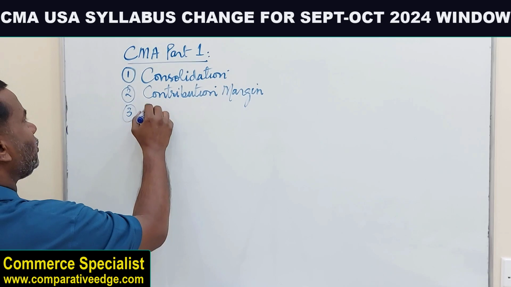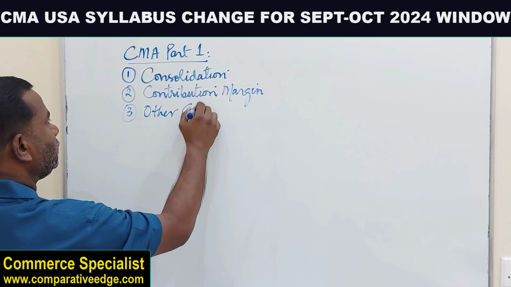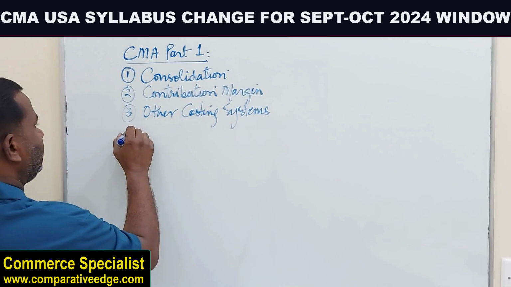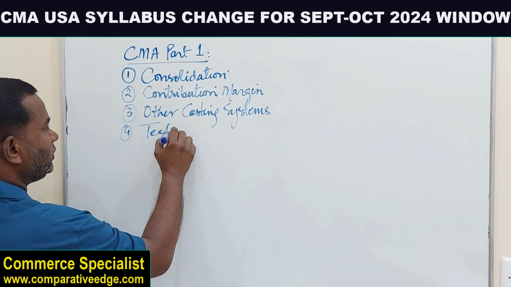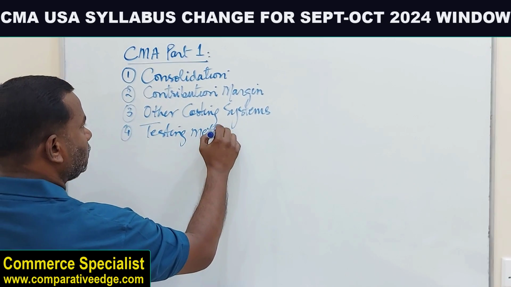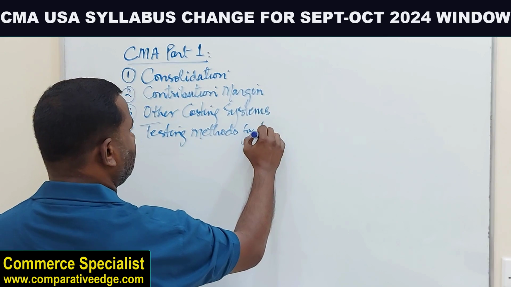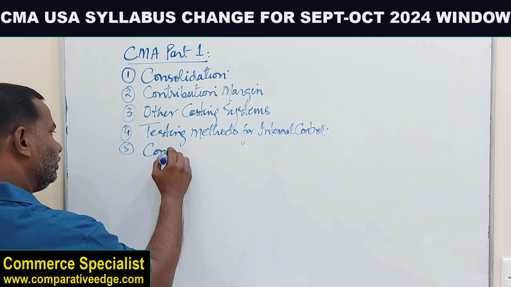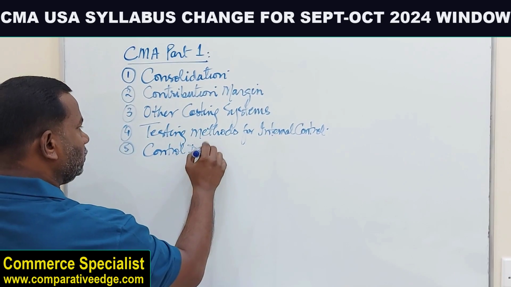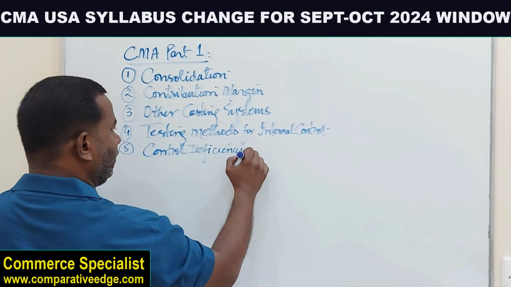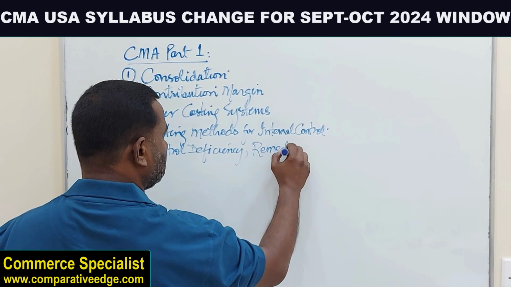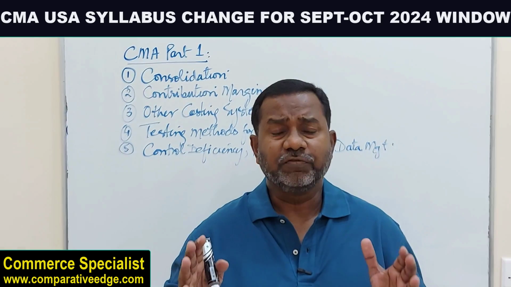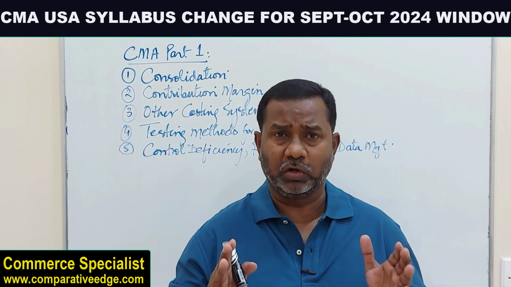You also expect other costing systems, and testing methods for internal control and control deficiency remediation, and data management. So these are the 5 inclusions made in CMA Part 1.